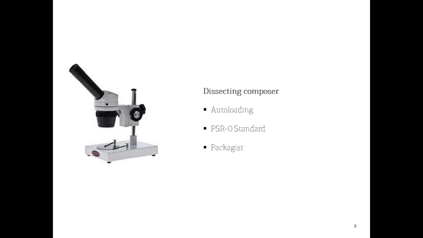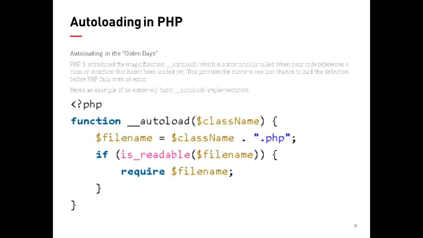So here are three different Composer components. First, I would be telling you what is autoloading, what is the PSR-0 standard, and what is Packagist. Most of us would know what autoloading is. Autoloading, in simple words, is a method, or maybe a feature, I would say, which has been introduced by PHP 5.x. Because in earlier days of PHP, we didn't have any kind of support where, if you forgot something to include in the form of your PHP files, PHP would automatically include everything for you.